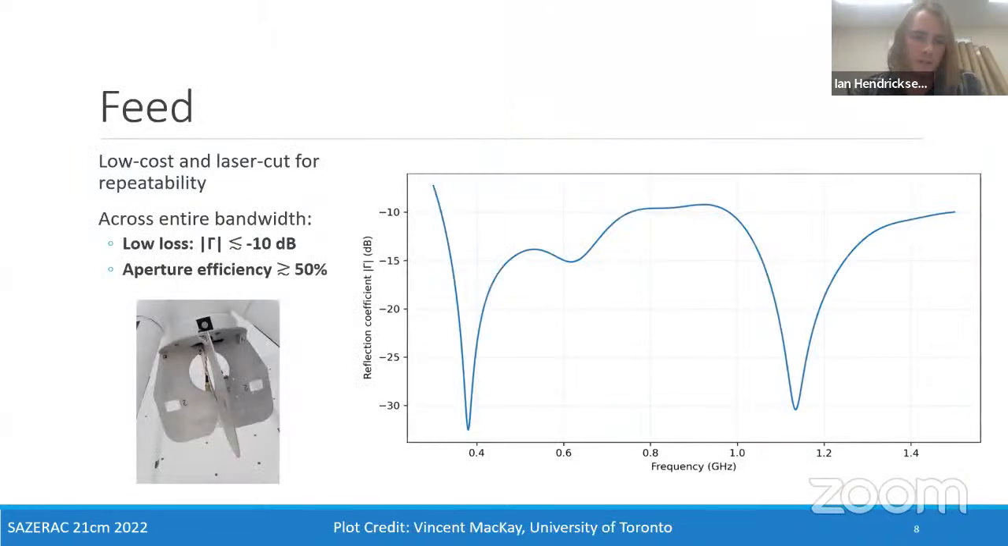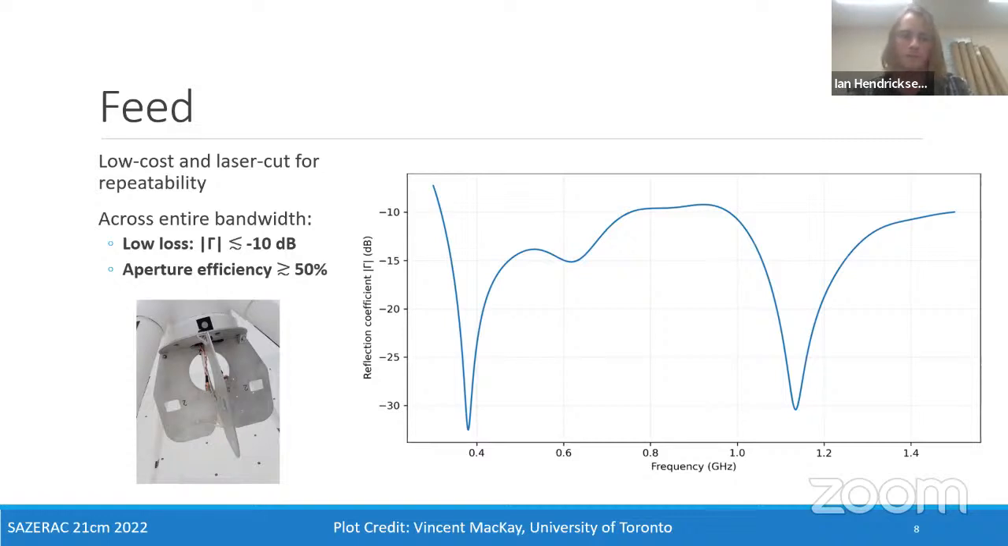So moving on to the feed, which is a Vivaldi type style feed. It's dual polarization, and it is low cost and laser cut for repeatability. Again, hammering on the redundancy and systematic control aspect of the experiment. And on the right here is the reflection coefficient across the chord bandwidth. Again, that's 300 to 1500 megahertz.